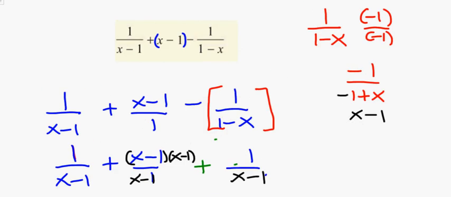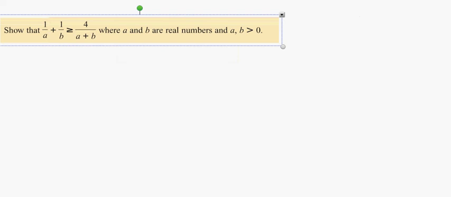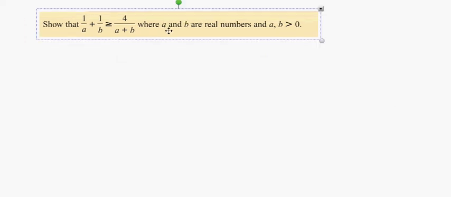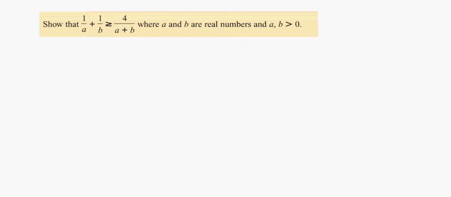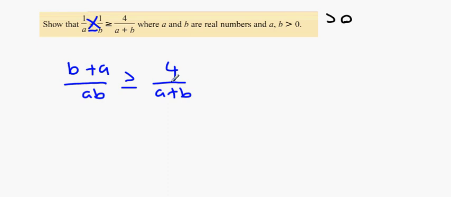Okay, next question. Show that 1 over a plus 1 over b is greater than or equal to 4 over a plus b. So we know that a and b are positive numbers. This means we can cross multiply them without affecting the balance. Okay, so do 3 lines on the left, 1, 2, 3. So we're going to get b plus a all over ab greater than or equal to 4 over a plus b. Now because we're guaranteed that a plus b is positive, I can change b plus a into a plus b, because it's the same thing.